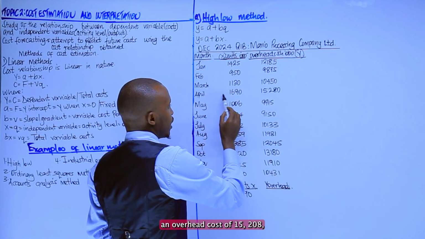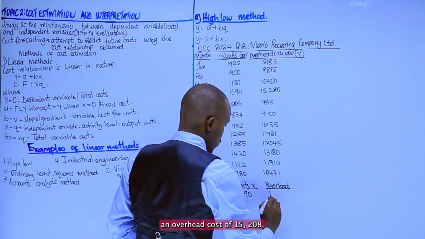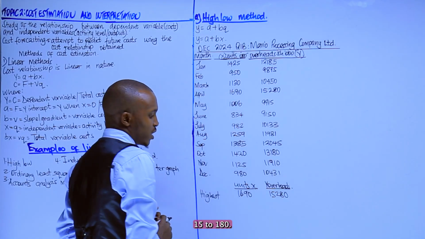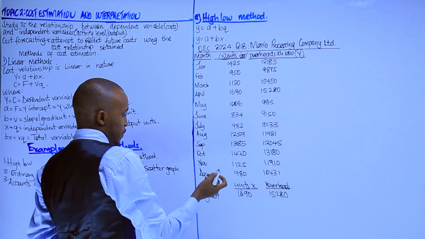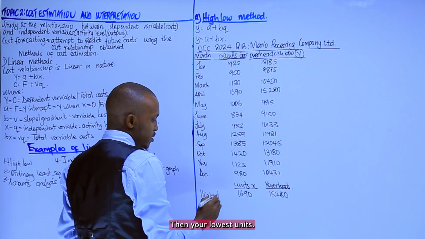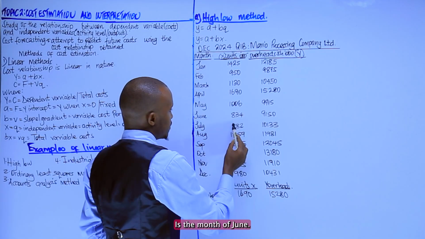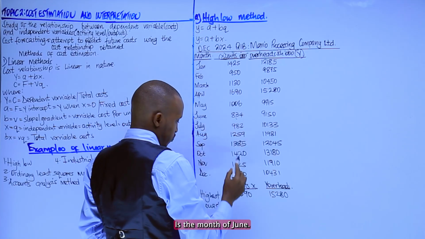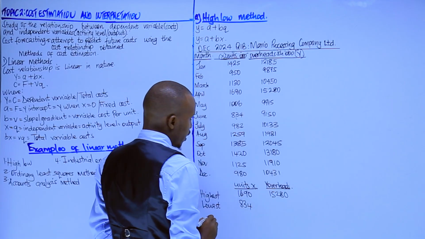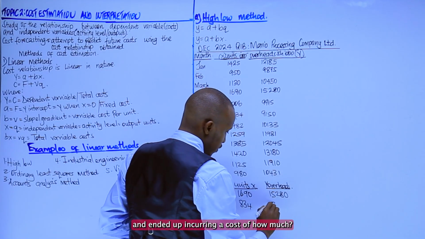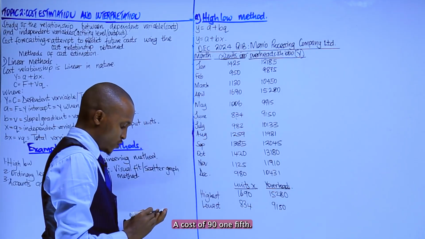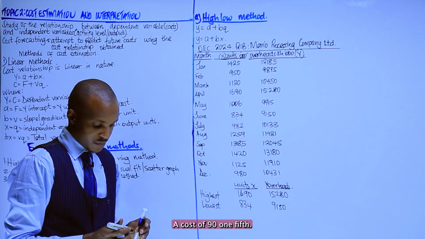You incurred an overhead cost of 15,280. That is from the highest points. Then your lowest units is the month of when? June. You produced 834 units and ended up incurring a cost of how much? 91.50. A cost of 91.50.